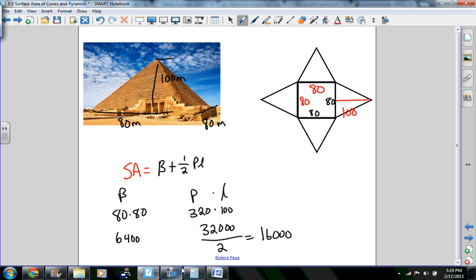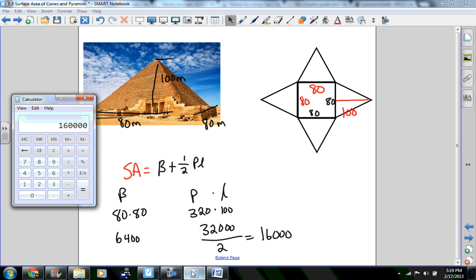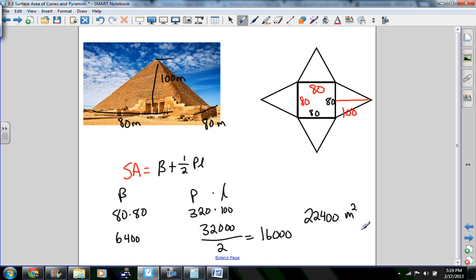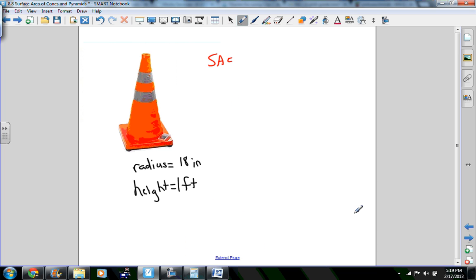So I'm going to get a calculator to make sure I don't mess this up. And I get 22,400 total. And because it's surface area, our label is going to be squared. Moving on to cones. Same type of figure we had last time.